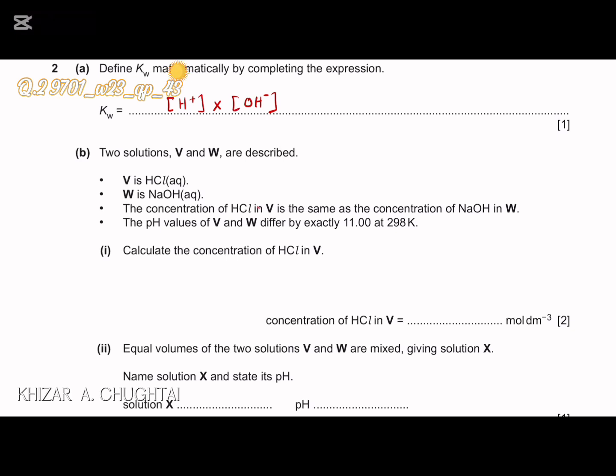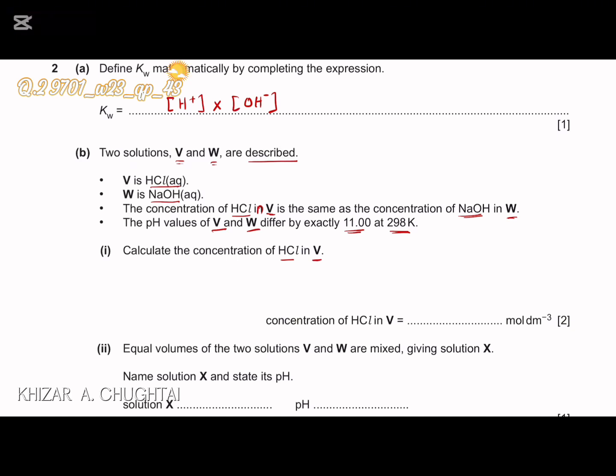Part B: two solutions V and W are described. V is HCl, W is NaOH. The concentration of HCl in V is the same as the concentration of NaOH in W. The pH values of V and W differ by exactly 11.00 at 298 Kelvin. Calculate the concentration of HCl in V.